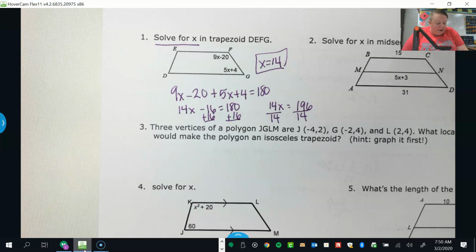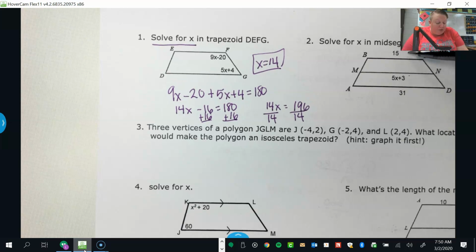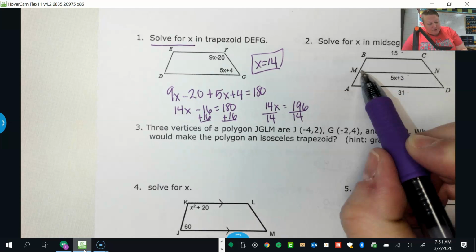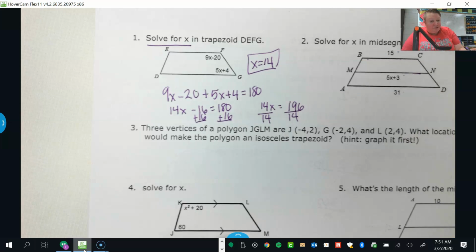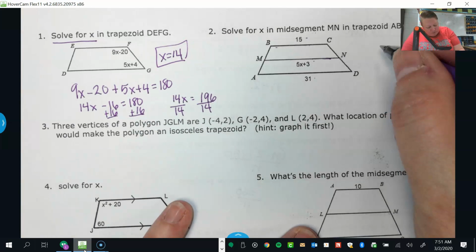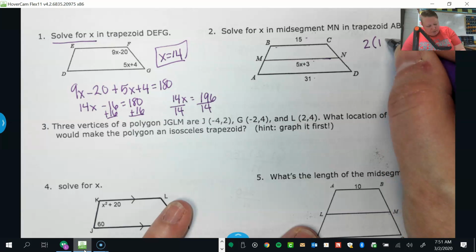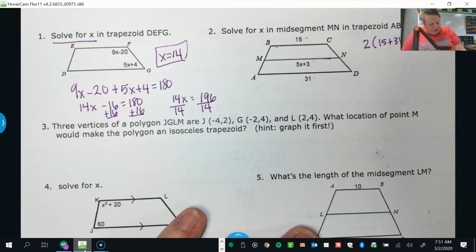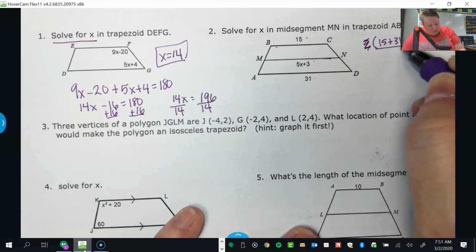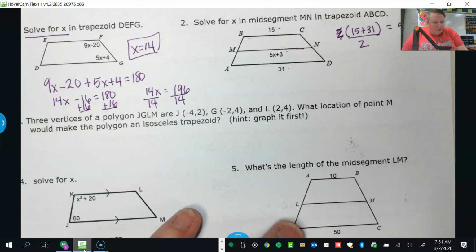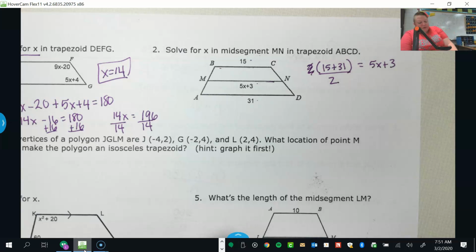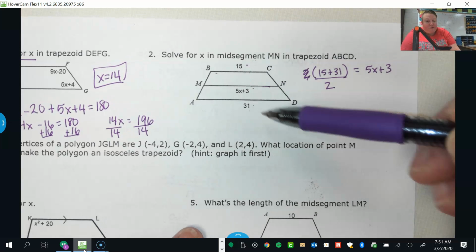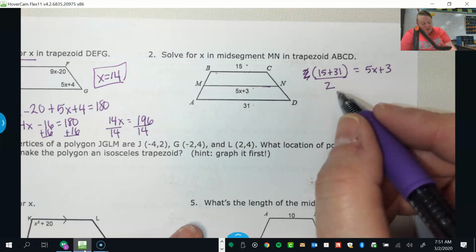All right. Now, the mid-segment is equal to 15 plus 31 divided by 2. This mid-segment is equal to the bases divided by 2. So I'm going to say 2 times 15 plus 31 equals 5x plus 3. Not 2 times, divided by. My bad. I wrote it the wrong way. The mid-segment is equal to the sum of the bases divided by 2. So 15 plus 31 divided by 2.